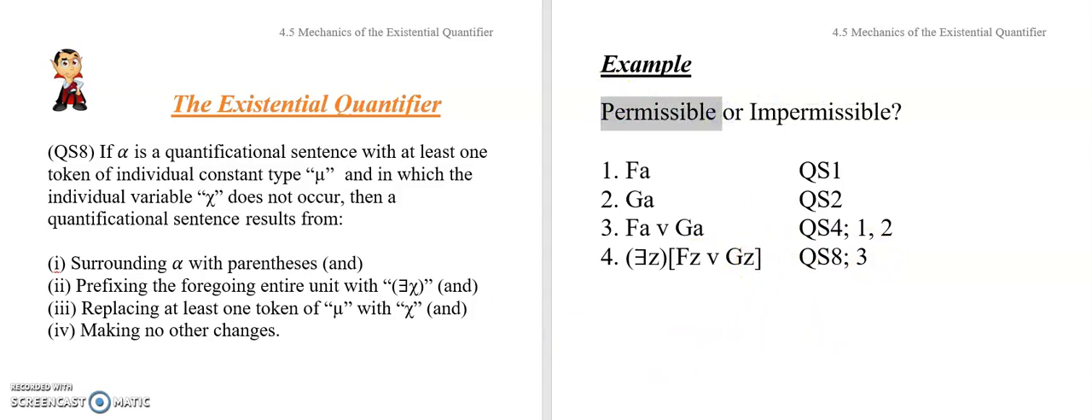Let's try another. What if I switch this to a B instead of an A? Is this now permissible or impermissible use of QS8? Pause now. Okay, this is absolutely impermissible, forbidden. Do not do it, all right? Because you can only replace an individual constant type, right? You can replace tokens of the same type, but these are different types. So you could do multiple if they were both A, like we did a second ago, but you cannot do this, okay, where you have different ones there.